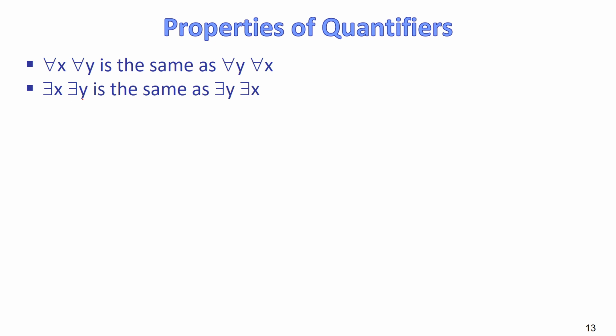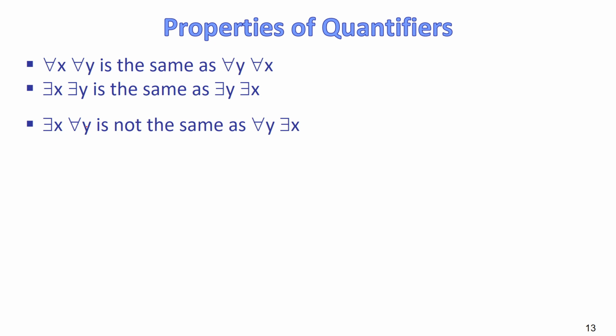Okay. Now let's talk about more properties of quantifiers. If I have two quantifiers like that, for all x, for all y, this is the same as for all y, for all x. So we can switch the order of the variables here, as long as both of them are the same. Same with there exists: there exists x, there exists y is the same as there exists y, there exists x. But if we have two different quantifiers, switching them is not the same.